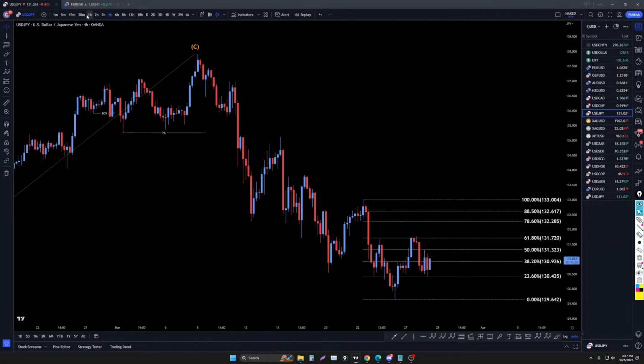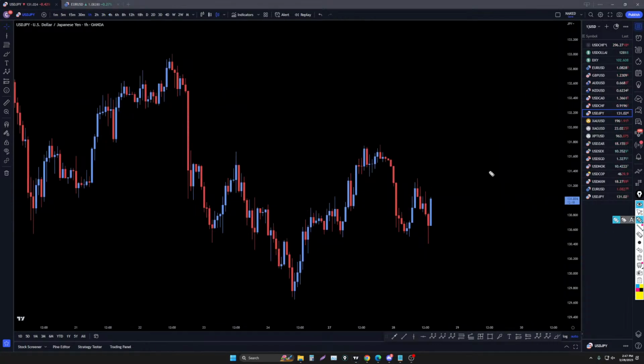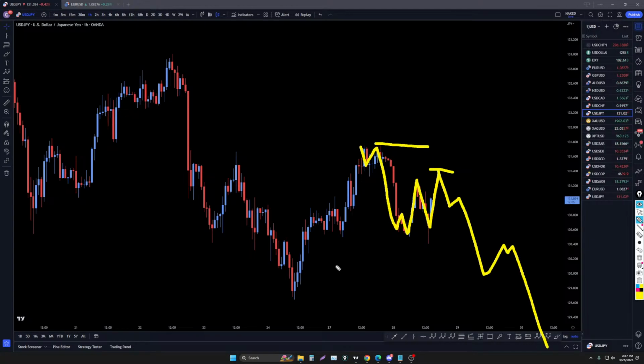So let's take it to the 1-hour time frame. On the 1-hour time frame, we definitely see a little bit of a downtrend right there. I think this is probably an A, B, C right here, and I bet this is going to make a lower high, and I think it's going to end up turning down for the continuation of that big downtrend I was showing on the longer time frames.